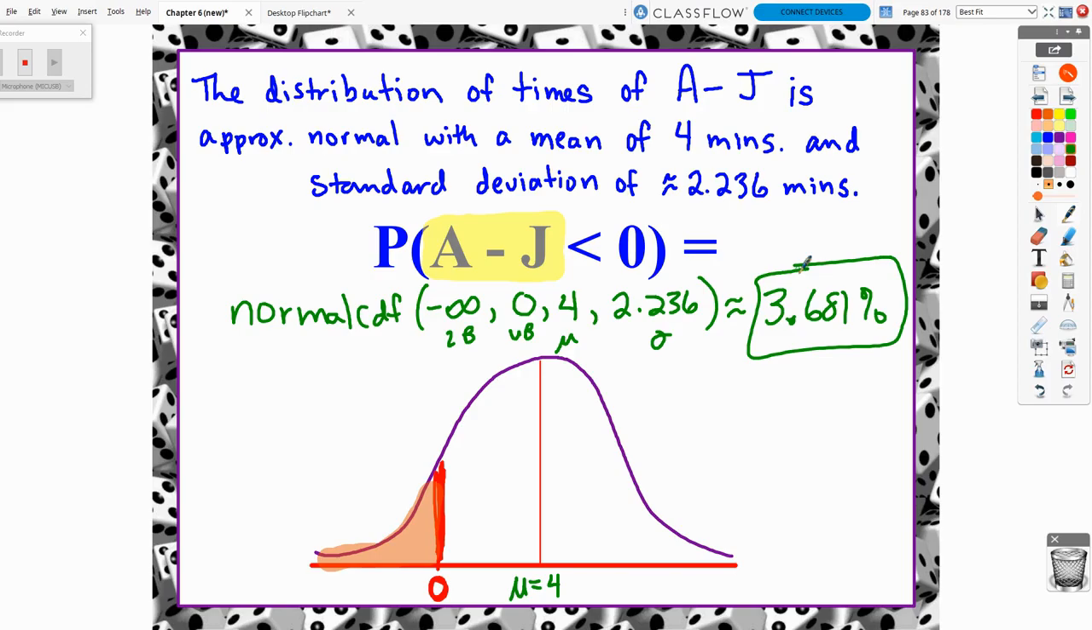So it's not going to happen that often, right? Not going to happen very often that Allison will beat Julie, but is it impossible? No, there is a slim chance Allison can beat Julie.